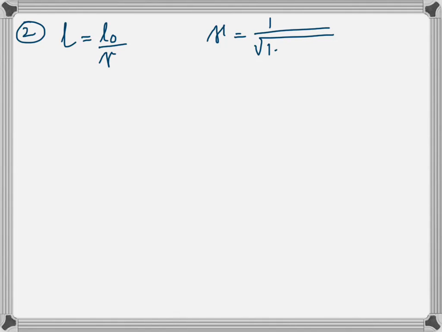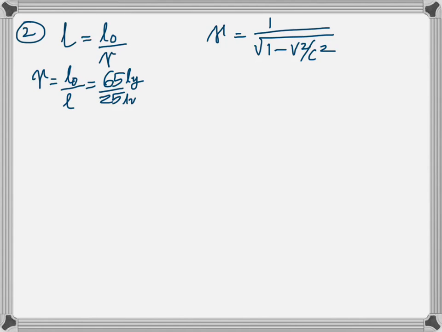In the second question, you decide to travel to a star 65 light years away at a speed that tells you that the distance is only 25 light years. How many years would it take you to make the trip? Again, L is L naught by gamma. Let's find gamma one more time. And from here, gamma is L naught by L.